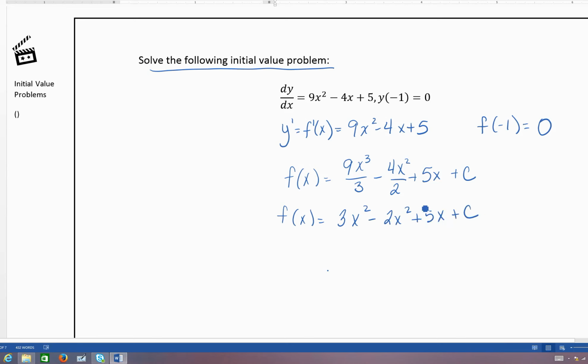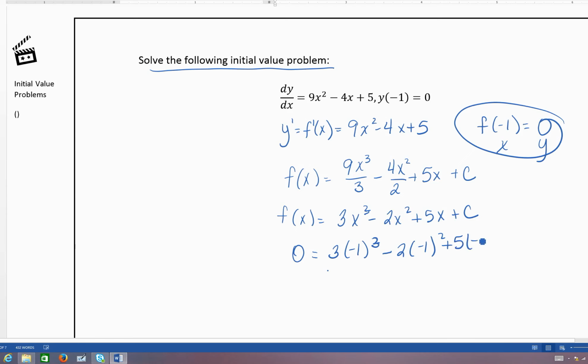So now to find what c is, we're going to use this information. We're going to plug in negative 1 for x and 0 for f of x. So we'd have 0 equals 3 times negative 1 cubed, minus 2 times negative 1 squared, plus 5 times negative 1 plus c.